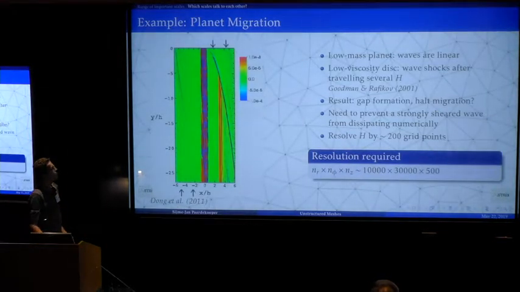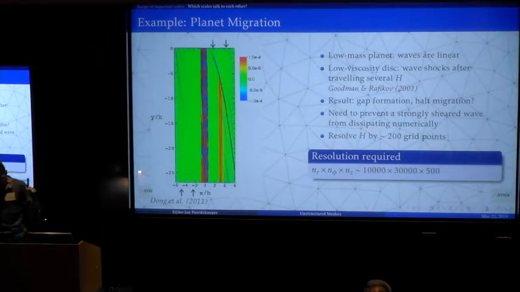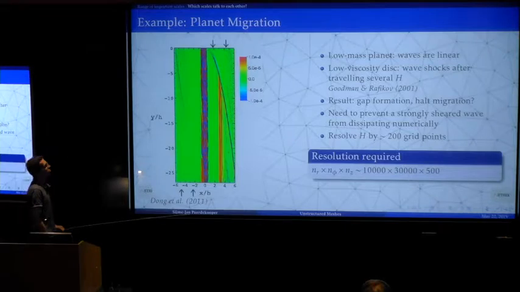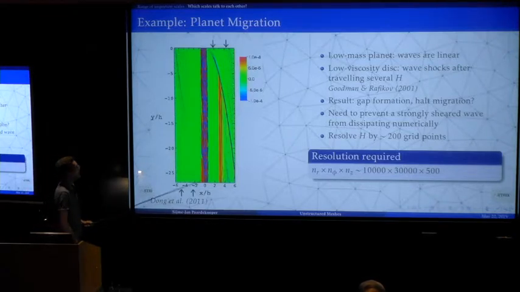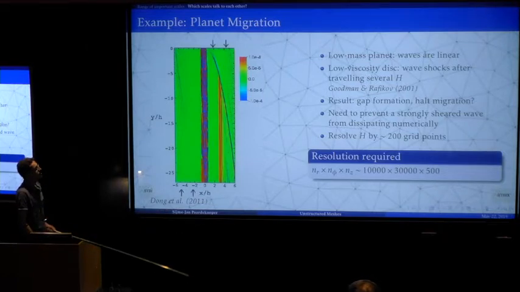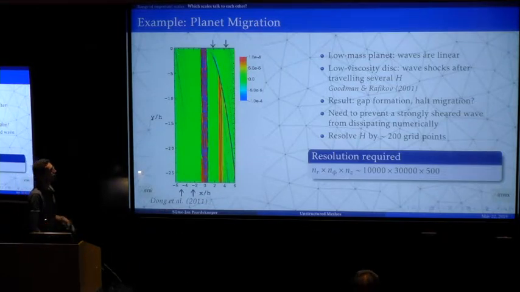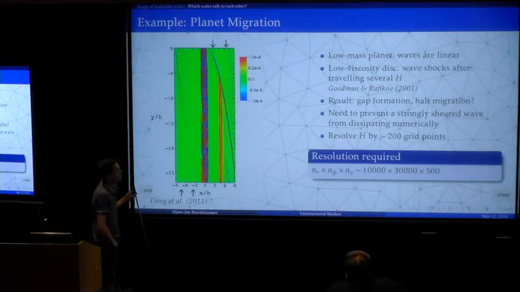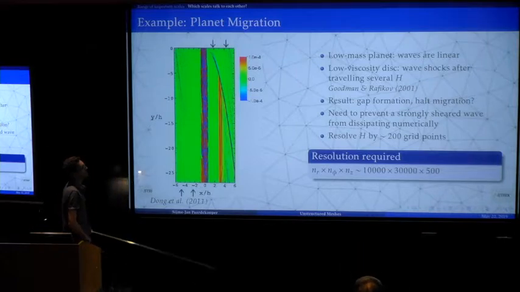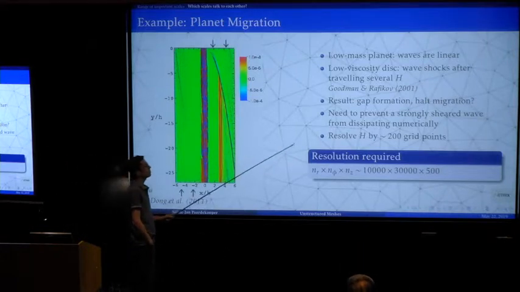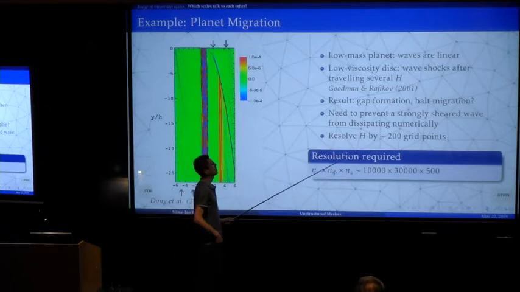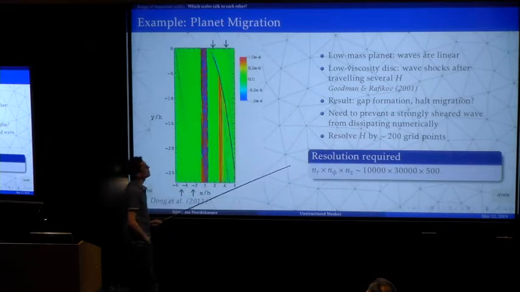Things get worse if you try to look into some of the details, in particular in disks of very low viscosity. This is a problem that was already mentioned by Sijme-Jan as well. If you have a low mass planet like an Earth mass planet, the waves launched are linear, but especially in a low viscosity disk, if the wave propagates, it may shock after traveling some distance in the disk.